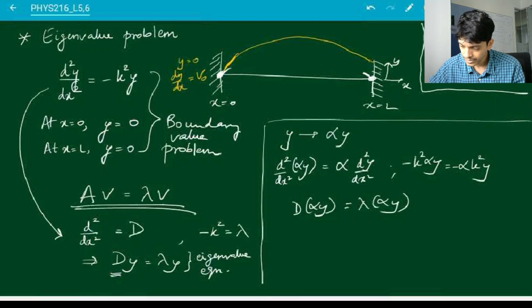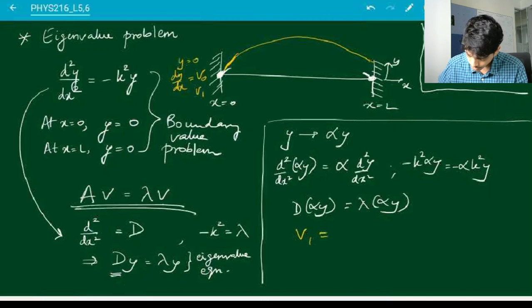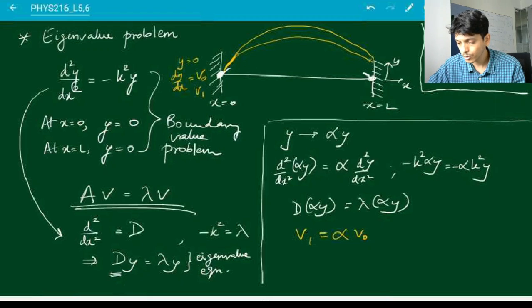So I'll say, okay, fine, why don't I try a different value of this velocity. Let's try some value v1. But if I choose v1 equal to some alpha times v0, that is also not going to work, because as we have seen over here, if y is a solution of this equation, then alpha times y is also a solution of this equation. And here close to the origin you can see that y is basically going to follow what dy by dx does.